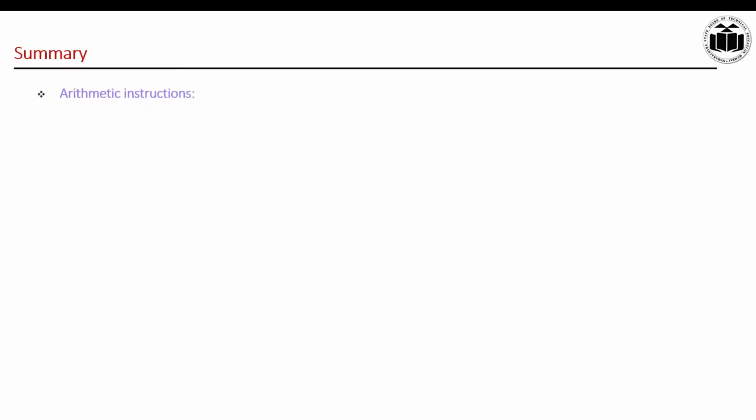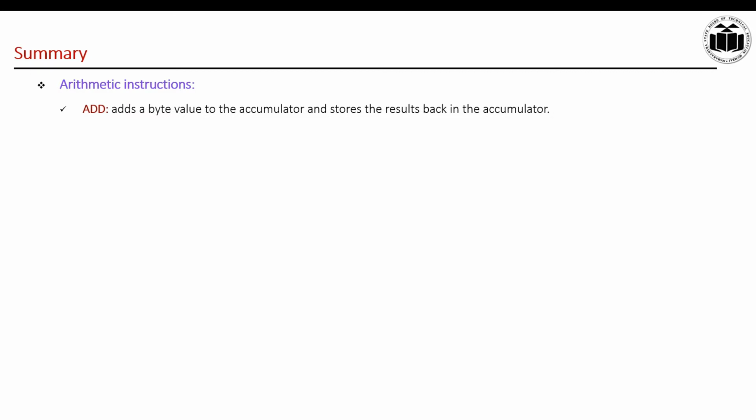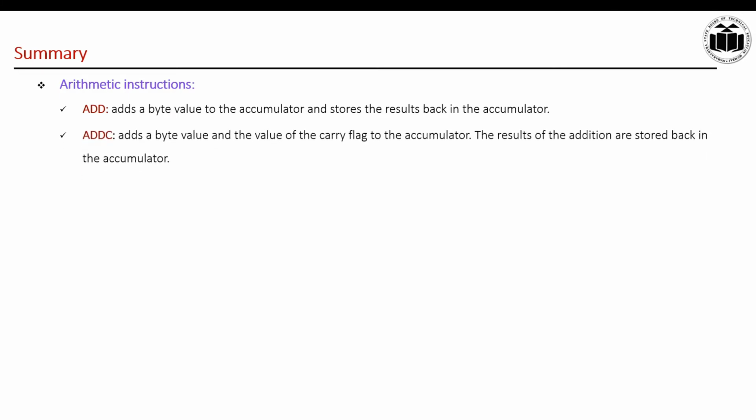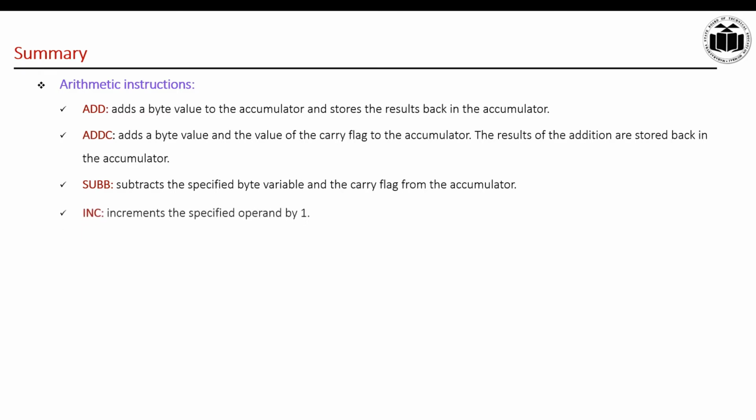Let us have quickly recap of important points. In arithmetic instruction, we have discussed ADD. ADD instruction adds a byte value to the accumulator and store the result back in accumulator. ADDC. This instruction adds a byte value and the value of carry flag to accumulator and the result of addition is stored back in accumulator. SUBB. SUBB instruction subtracts the specified byte variable and the carry flag from accumulator.